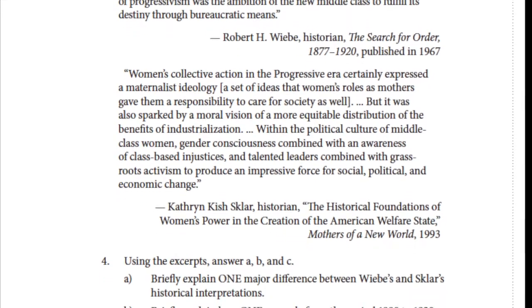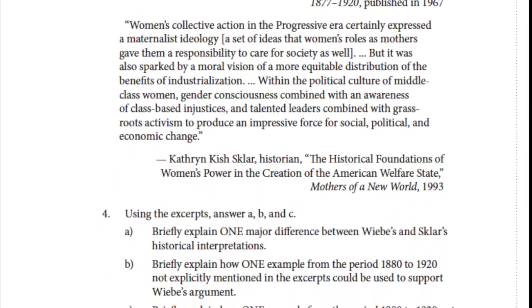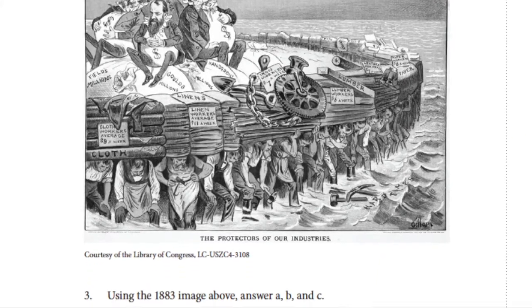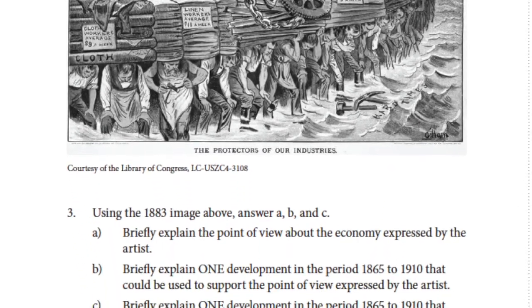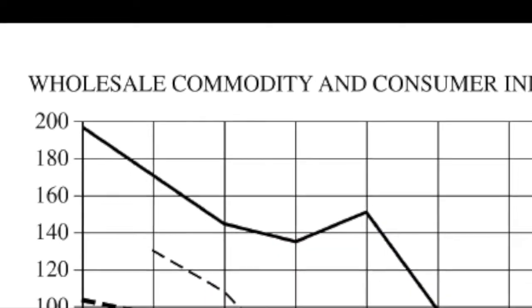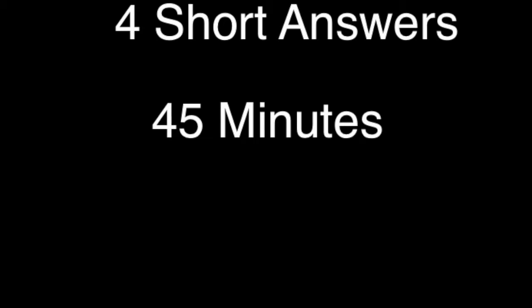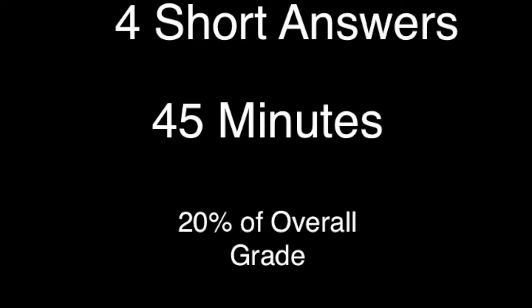The third section of the test will be a short answer section. This section can include a stem of a historian's quote, picture, or table or graph. The students will be asked to do some specific writing and historical skills in addressing the stem or stimulus. There will be 4 short answers. The students must answer these in 45 minutes. And this will count towards 20% of the overall grade.